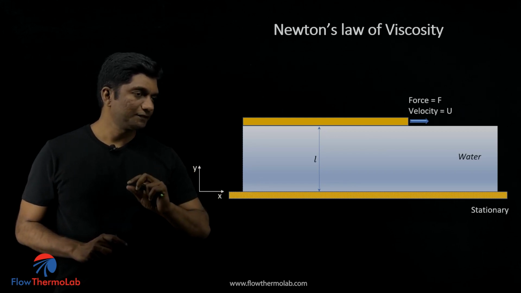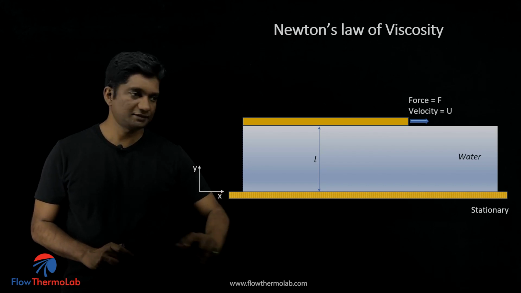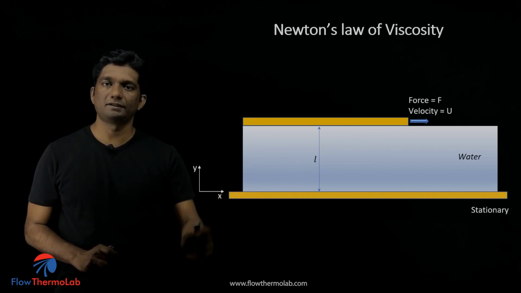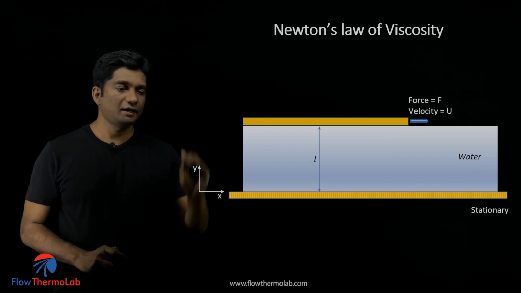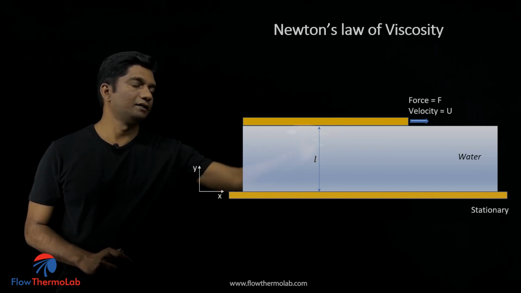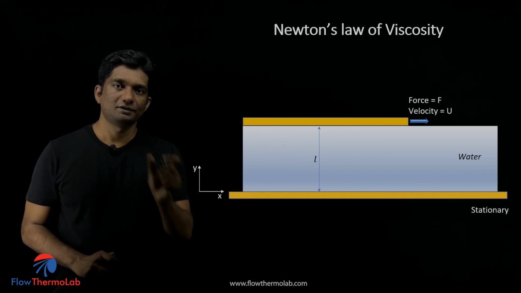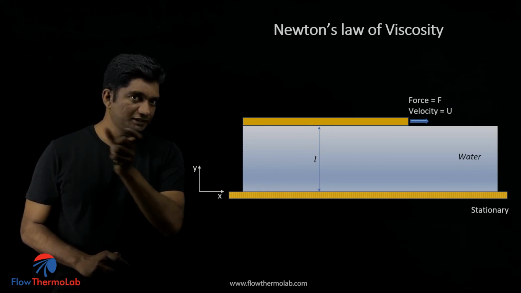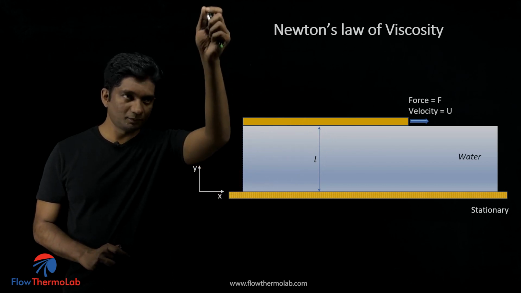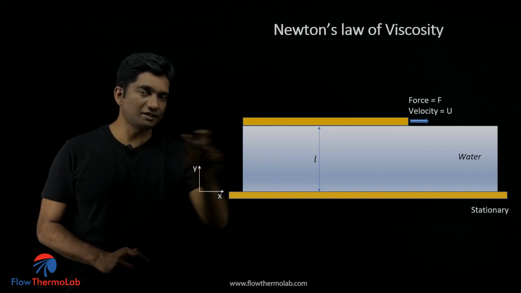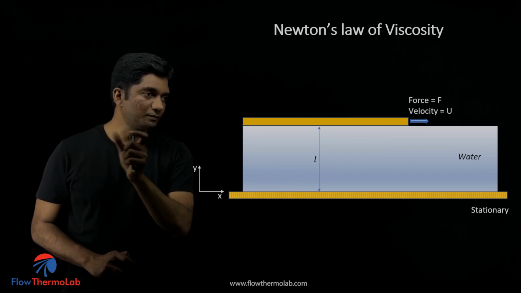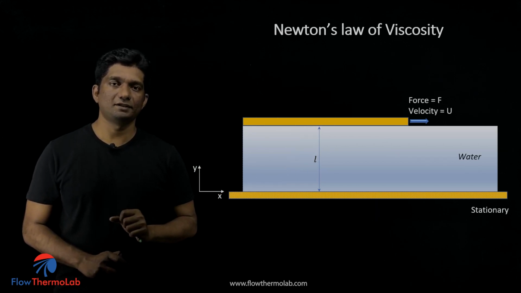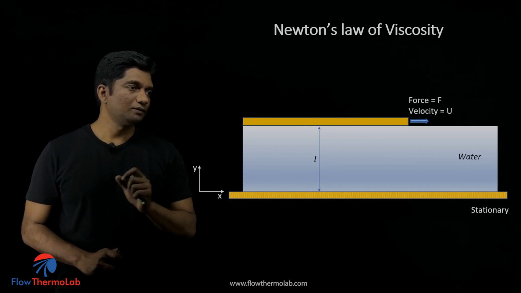So let us consider there is a flat plate which is stationary, and on top of that there is some liquid with a thickness of L. And above that you have another plate which is going to move now, and we are going to apply a shear force in the tangential direction. It is not a normal force, in the normal direction, but a tangential force, a shear force. So you are going to apply a force, and this plate is going to move at a velocity capital U.